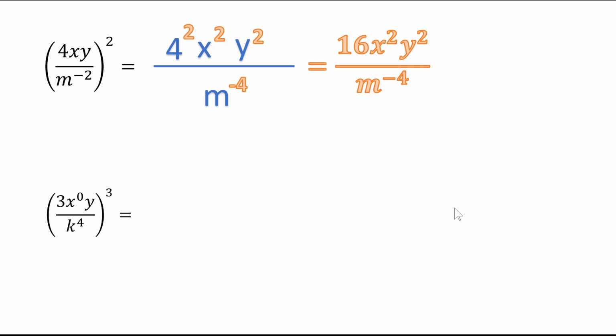All right, we've got this next one where we have 3x to the 0y over k to the 4th, and we're raising it all to the 3rd power.